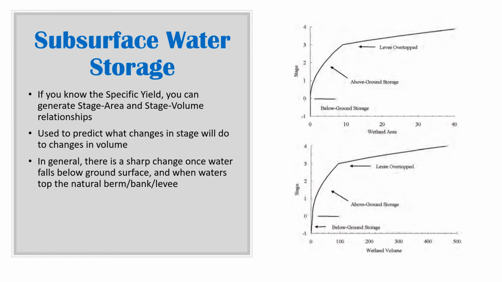If you know the specific yield, you can actually generate these graphs called the stage area and stage volume relationships. And these graphs can be used to predict what changes in stage will do to the changes in volume. So one thing, a take home here, is to notice the sharp change once water level falls below ground and when water levels top the natural bank or levee.